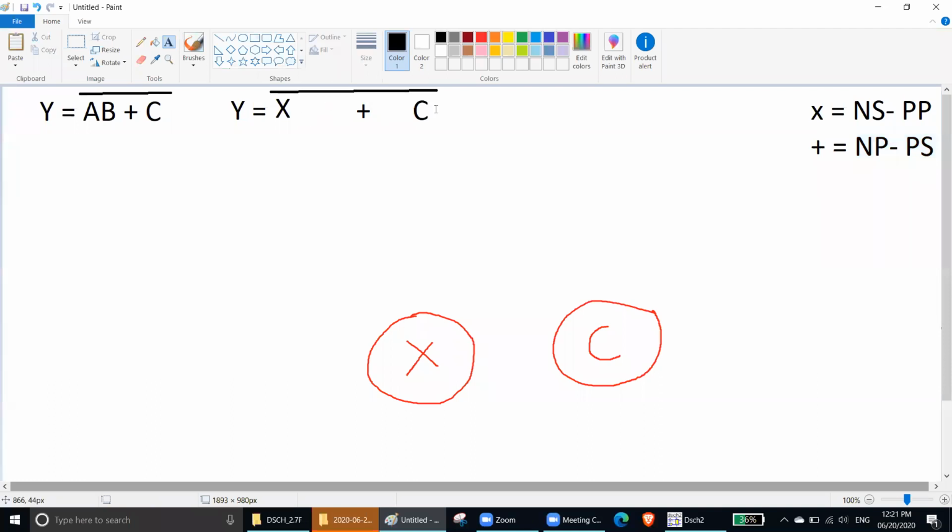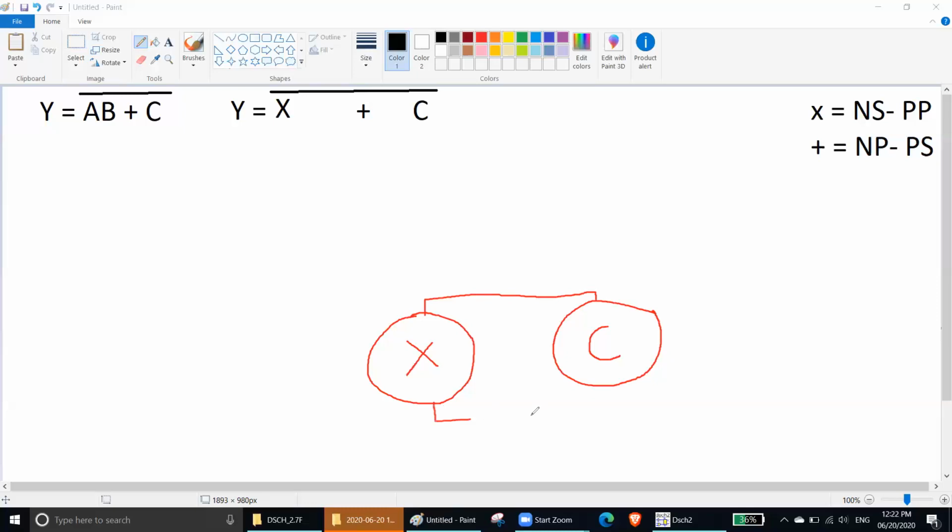X plus C. So they are addition or multiplication? Addition. For addition, NMOS will be parallel, right? Obviously, NMOS is parallel. So X and C should be parallel. Parallel means like this. Okay. So they are parallel.